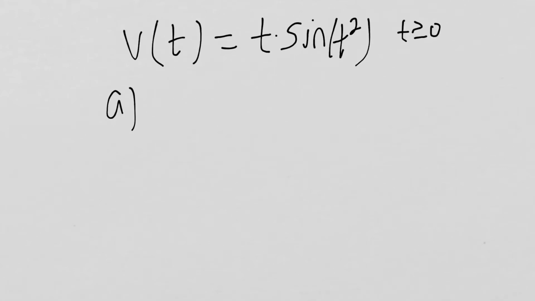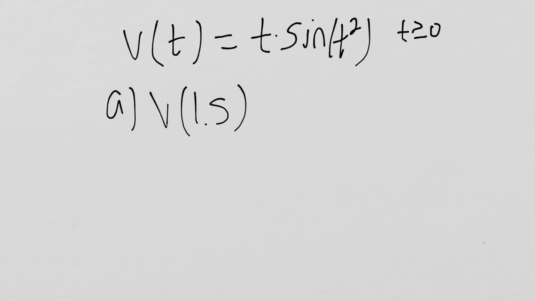All right, 1999 AB1 FRQ. We're given a velocity of t times sine of t squared for t greater than or equal to 0. In which direction, up or down, is the particle moving at time t equals 1.5? It's going up or down because it's moving along the y-axis. So all we have to do is determine the sign of velocity at 1.5.